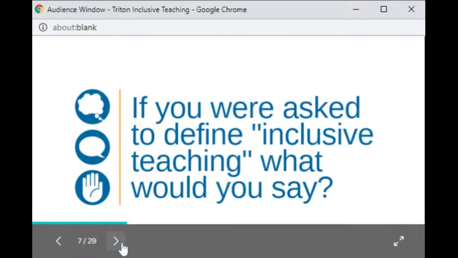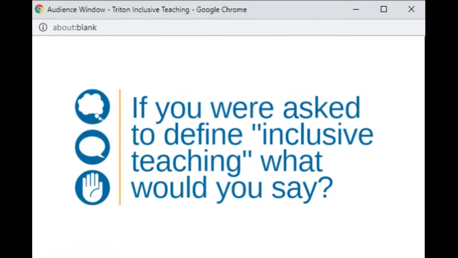Okay, so let's jump right in here. We're going to do our first big engagement exercise. The question before us is, if you were asked to define inclusive teaching, what would you say? Again, you can think quietly to yourself, you can put it in chat, or if you'd like to raise your hand and come on mic, you can do that too.